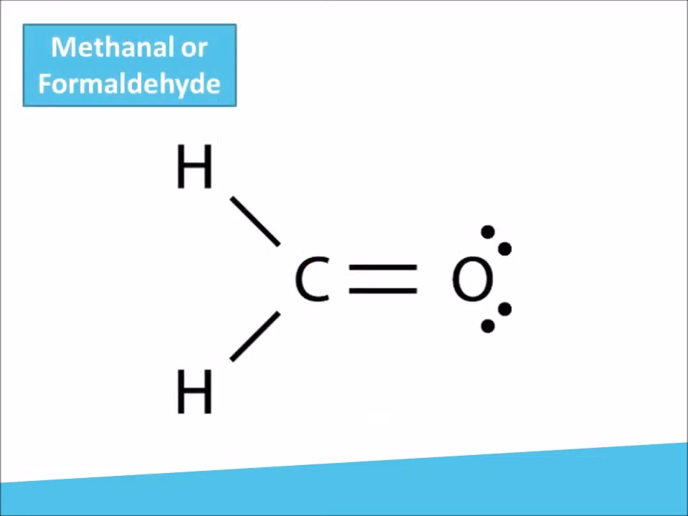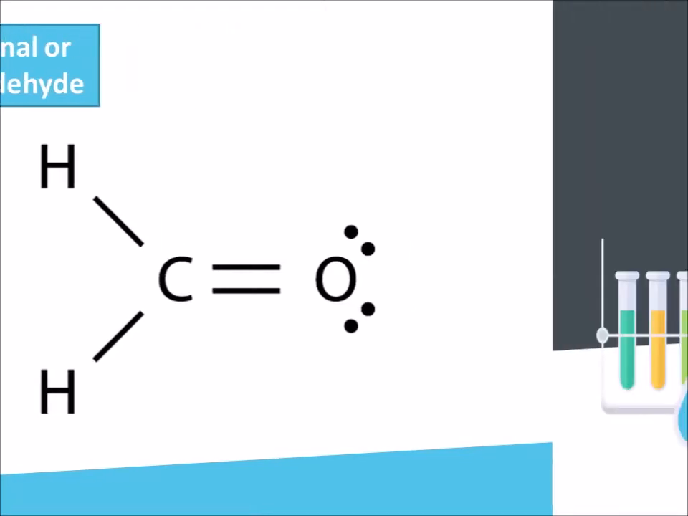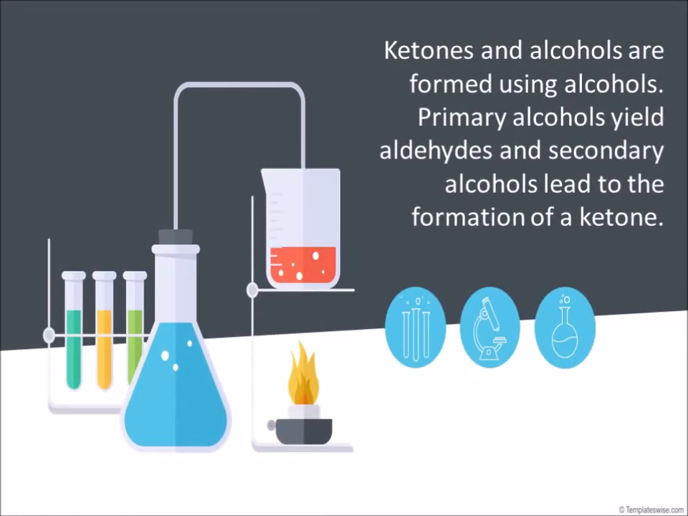One common example of an aldehyde is methanal. Its common name is formaldehyde, and it is used as a preservative. We also have acetaldehyde or ethanal, which can be found naturally in ripe fruits. It is also the chemical that causes hangovers. Ketones and aldehydes are formed using alcohols. Primary alcohols yield aldehydes, and secondary alcohols lead to a ketone.